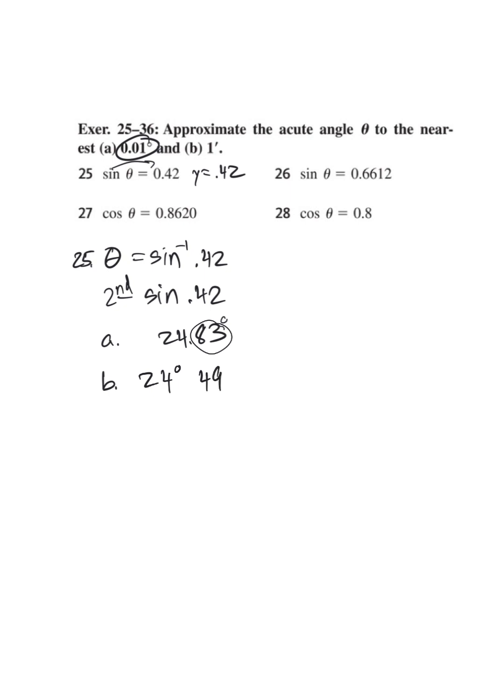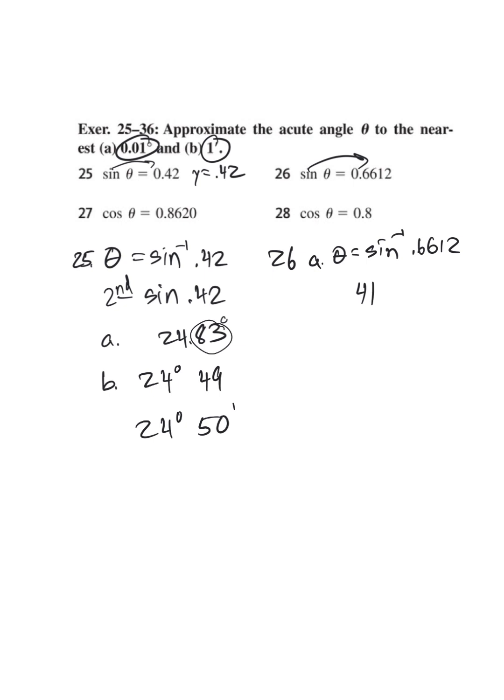And it's supposed to be to the nearest minute, so we're going to say 24 degrees, 50 minutes. All right, so 26a. Again, move the sine over by saying the arc sine of 0.6612. So take the arc sine of 0.6612. Make sure you're in degree mode because we want degrees.